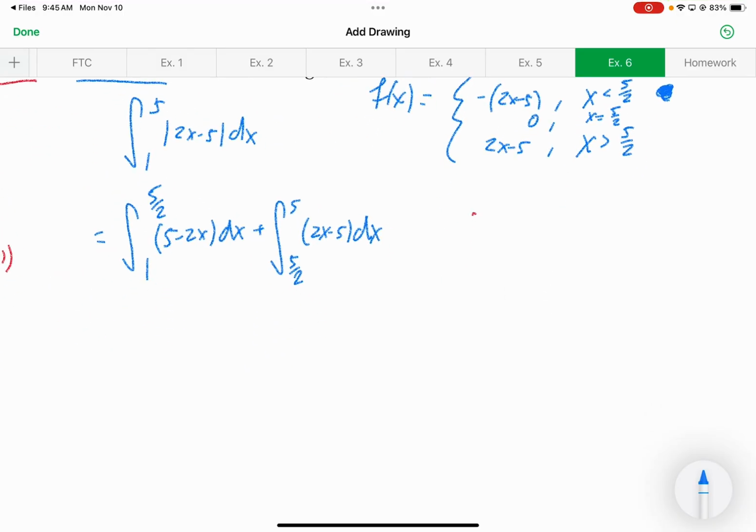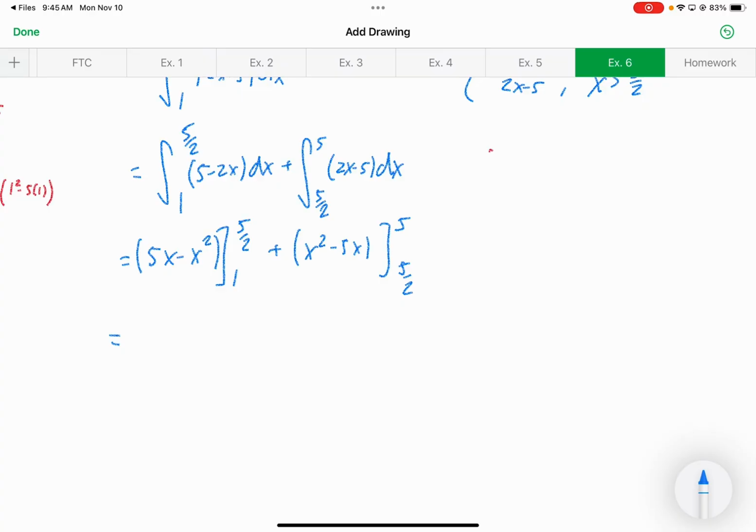So now I have to evaluate both of those. So 5x minus x squared evaluated from 1 to 5 halves. And then I have to add to that x squared minus 5x evaluated from 5 halves to 5. All right, it's 4 things I got to plug in, so that's a lot.